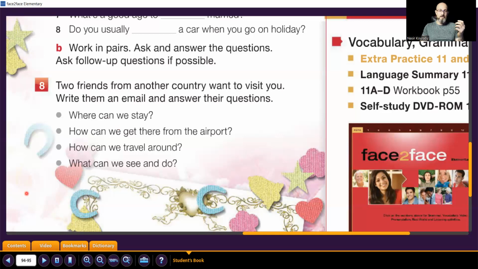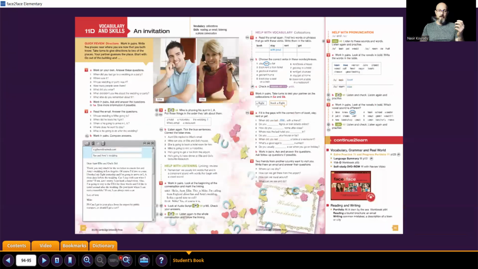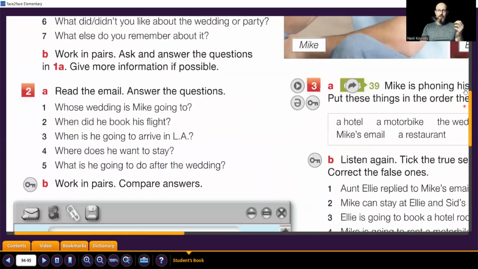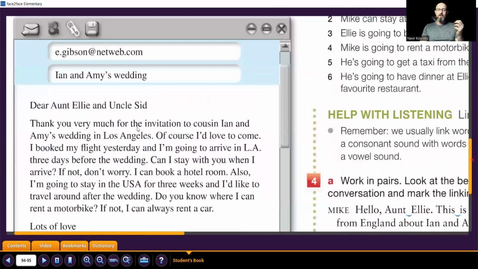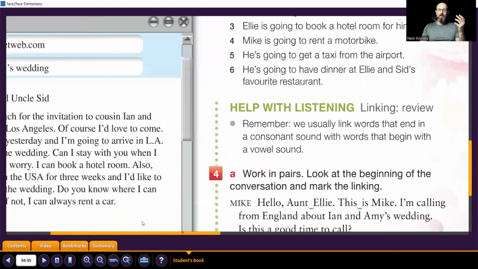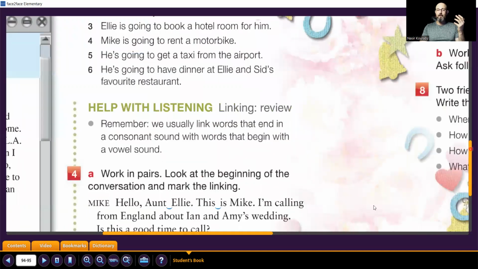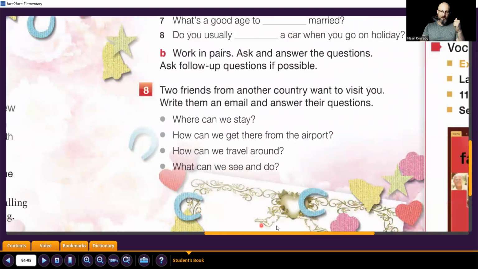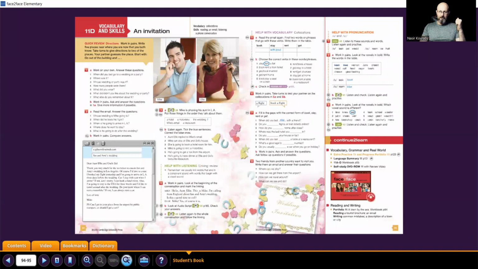Write a letter, and the same like here, for example, Mike, I guess his name. Yes, he wrote an email to his aunt and uncle to know his aunt and uncle, and he wants to know where he can stay. So they will answer him, of course, okay? And you will do the same. You only answer, okay, your friend.